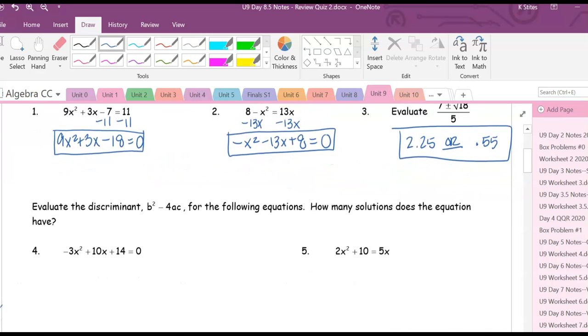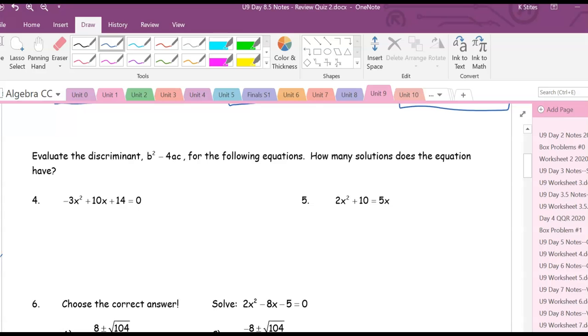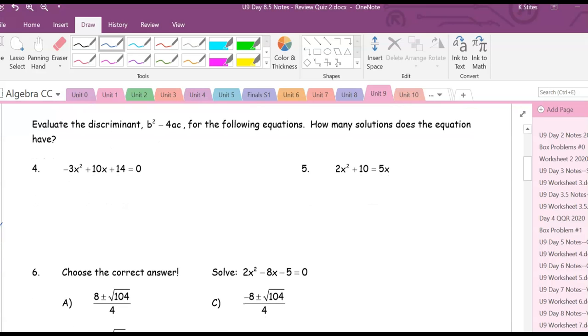All right, moving on, we're going to evaluate the discriminant. The discriminant is b squared minus 4ac. It's also what we know as what's underneath the square root. And once we evaluate that discriminant, we're going to identify how many solutions it has. Now remember, you don't have to do full quadratic formula here. We just need to identify our a value, which is always with our x squared, our b value, which is with our x, and our c value is your number, and then we're just going to plug them into this formula.